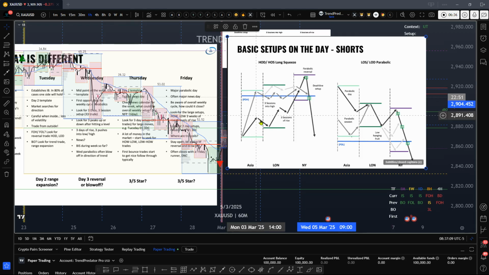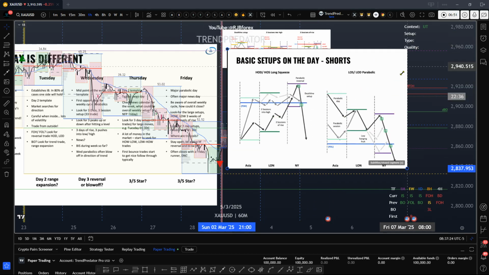Okay, so let's just look at the black one there. I don't want to overcomplicate things at the moment. So you've got 3 sessions of rise, parabolic reversal. Okay, that's what we're looking at.